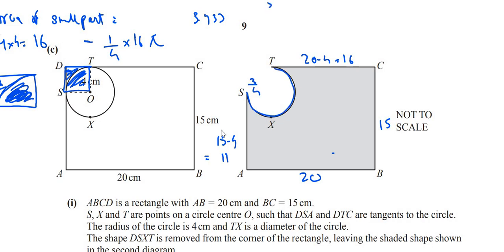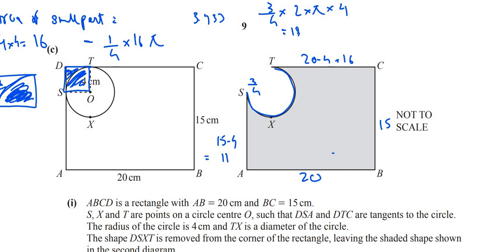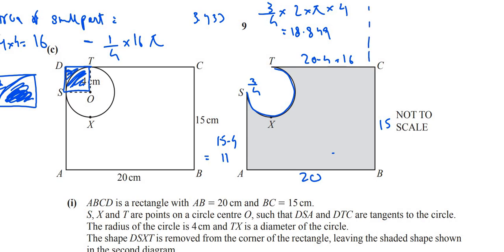3/4 of a circle. So basically 3 upon 4 multiplied by 2 multiplied by pi multiplied by r, which is again 4. So let me calculate it. 3 upon 4 multiplied by 2 multiplied by pi multiplied by r is 18.849. So we will add all of these sides: 18.849 plus 20 minus 4 is 16, plus 15 plus 20 and plus 11.